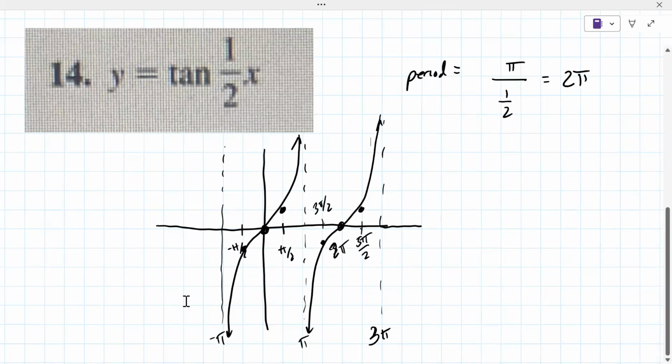And that's really it for tangent. The other things that they can do, we're going to do next, is reflection and amplitude. Is that okay if we do those next? All right, so let's do like 22.